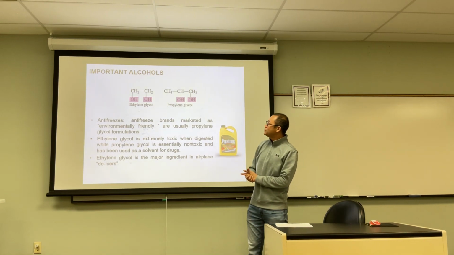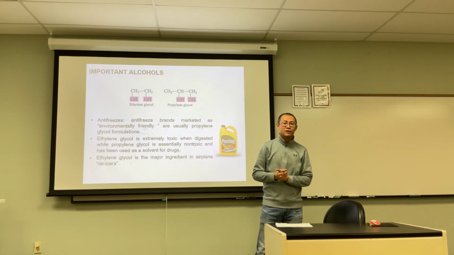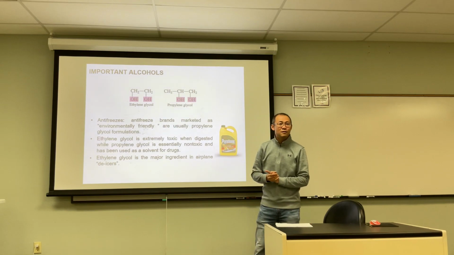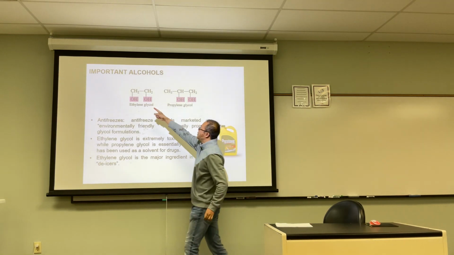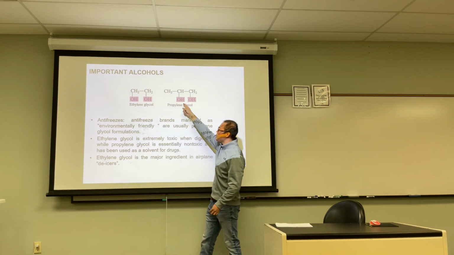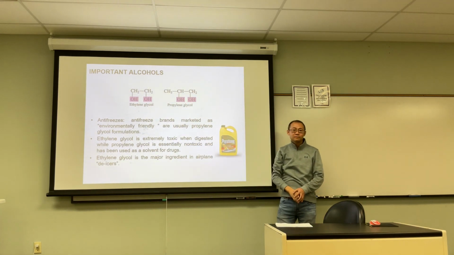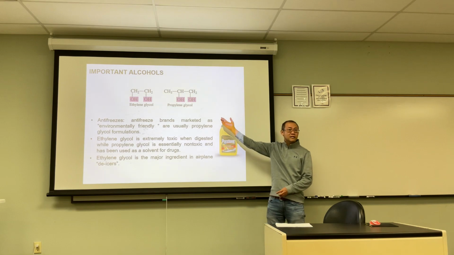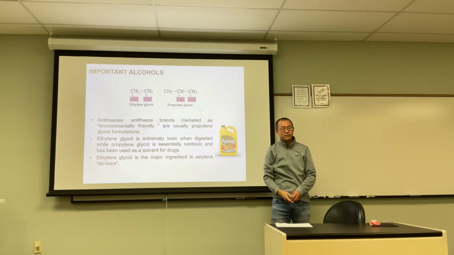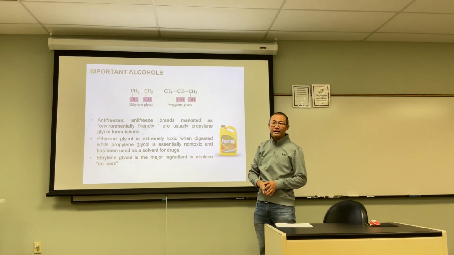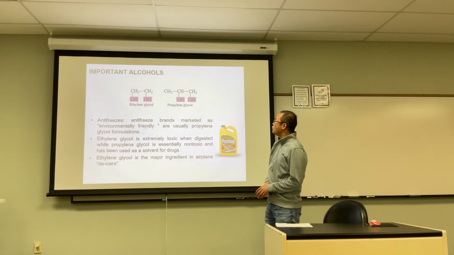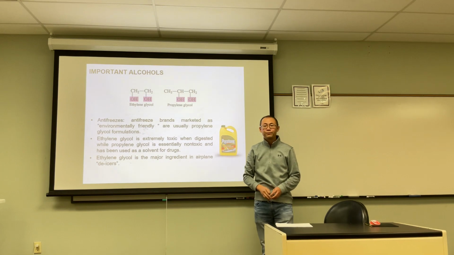Next are two alcohols shown here. You can see that they're different from any we have seen so far. These alcohols contain multiple OHs in their molecule. This one has 2 OHs, and this one has 3 OHs. They're called diols, meaning the molecule has 2 OHs. Don't worry, you don't have to name these molecules. The first one is called ethylene glycol, and the second one is propylene glycol.